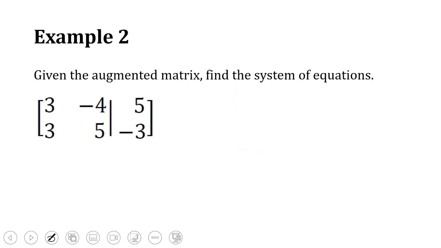All right, here they gave us the matrix and they want us to create the equations. So looking at our matrix, the first column I know are my x's, the second column is the y's, and that bar is the equal. My first equation is the top row. So how many x's do I have? I have 3 x's. What's my y? -4y. Put your equal sign and then the 5.